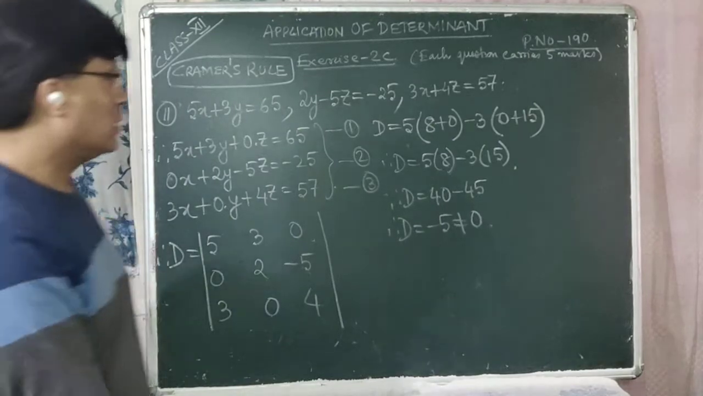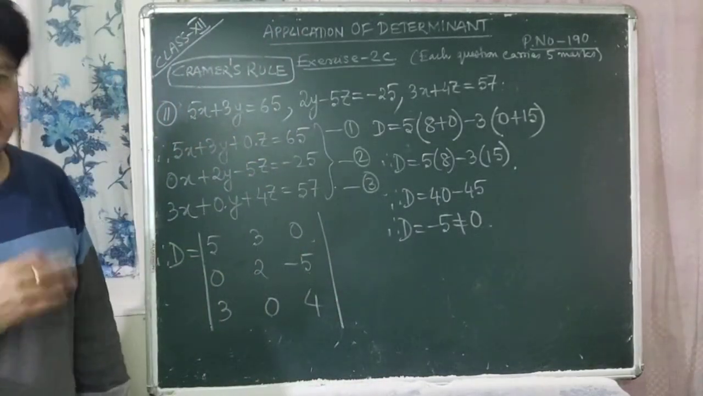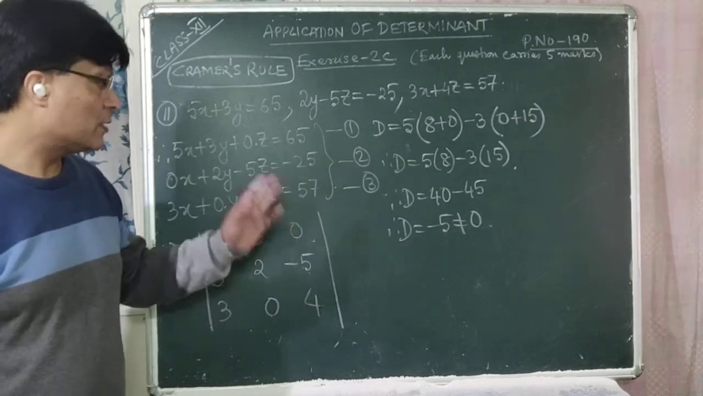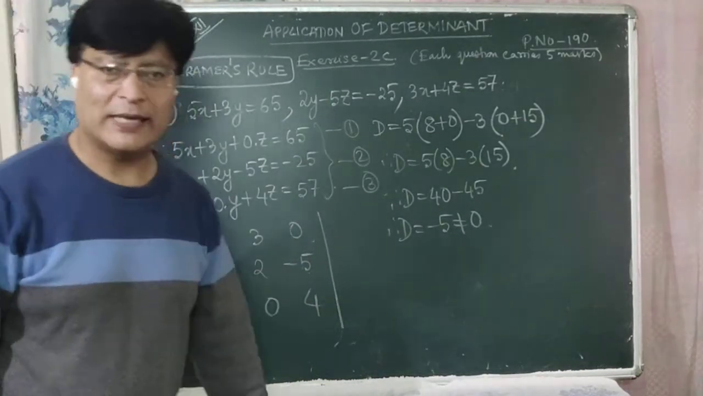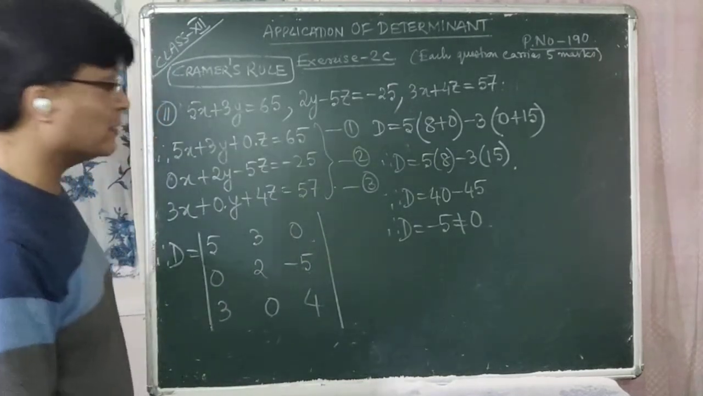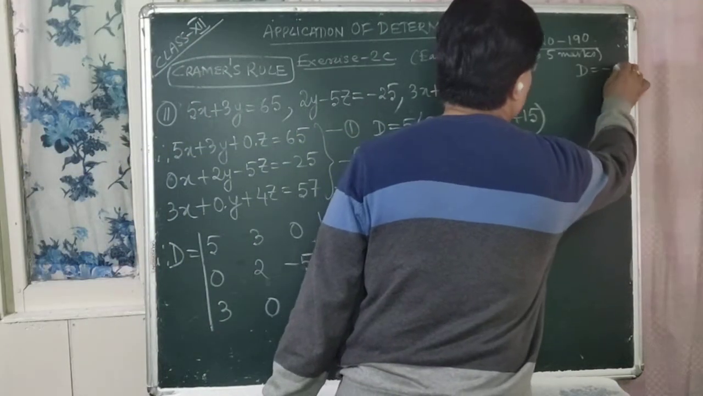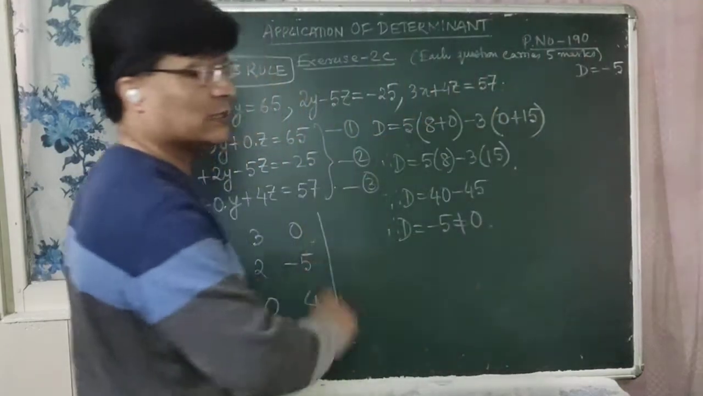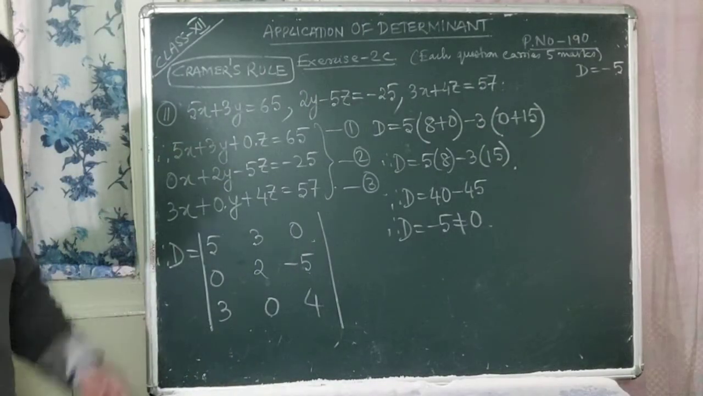That means the solution of these equations exists. Right? So you can get the unique values of x, y and z. So we got the value for the determinant D. D is equal to minus 5. Let us write it here. D is equal to minus 5. Is it clear to all of you? You can copy it as well.